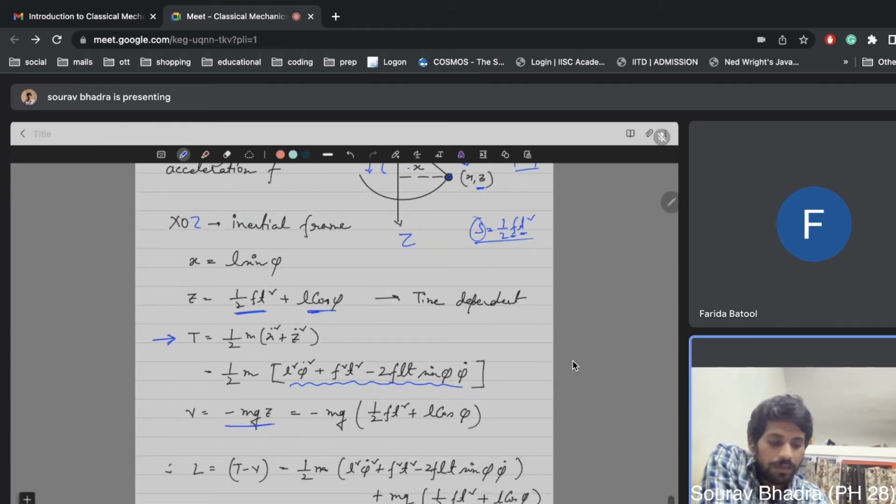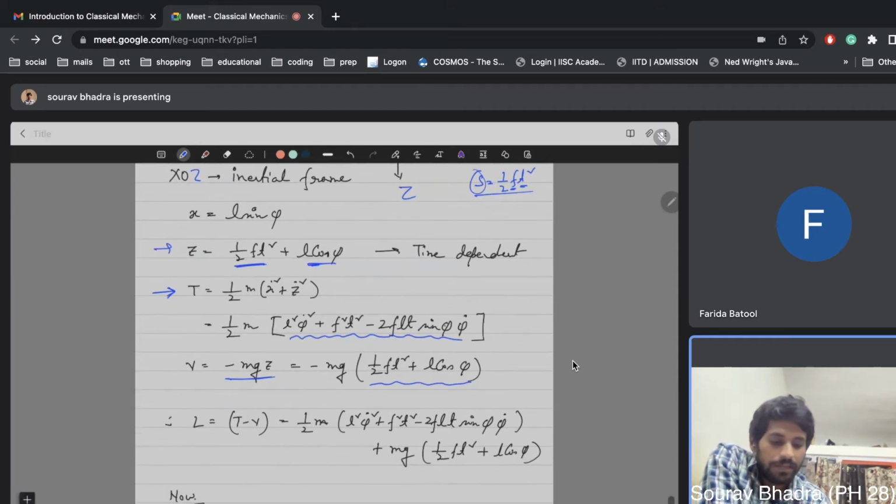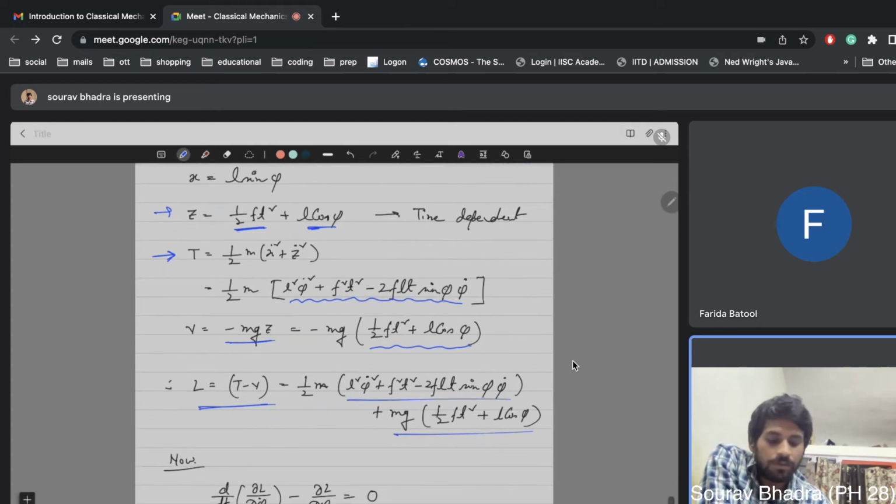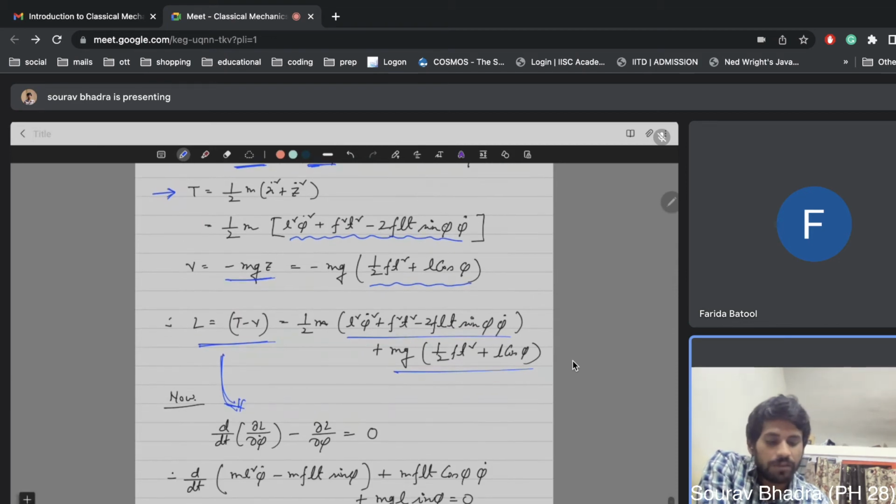We have substituted z with the expression we have got. So L is done, it is just T minus V. This was the T, this was the V, L is T minus V. Now just take this L and put it into Euler's equation. Here the generalized coordinate is only one, that is the phi coordinate, no other coordinate is there. So d by dt of del L by del phi dot minus del L by del phi equals 0.